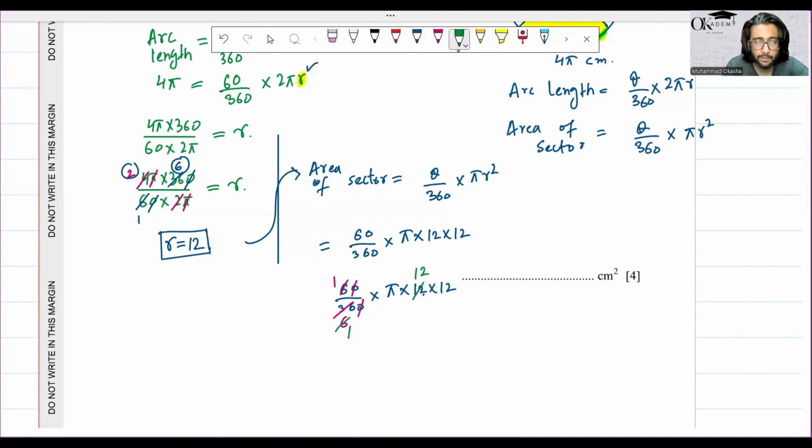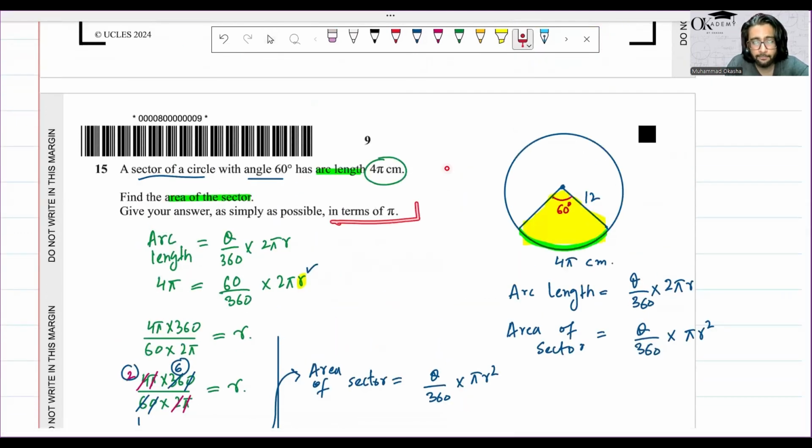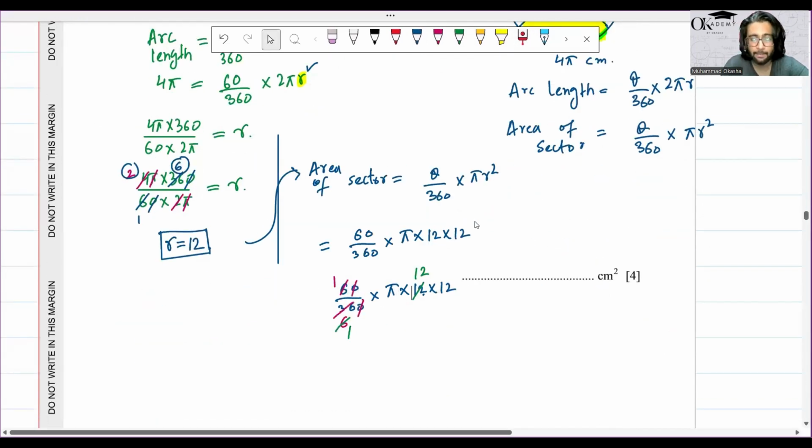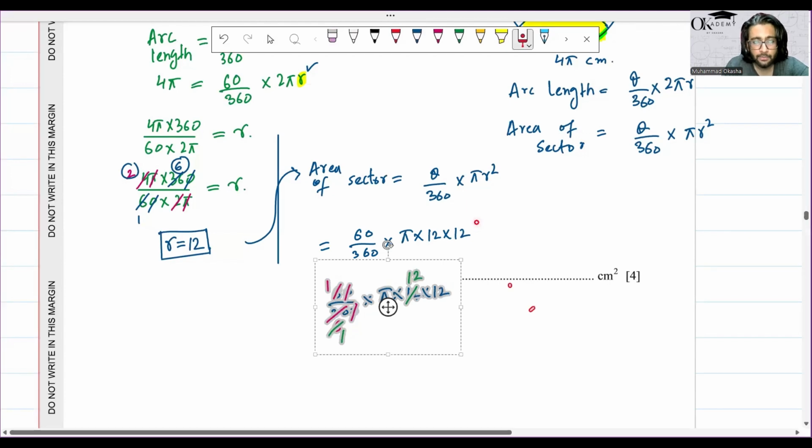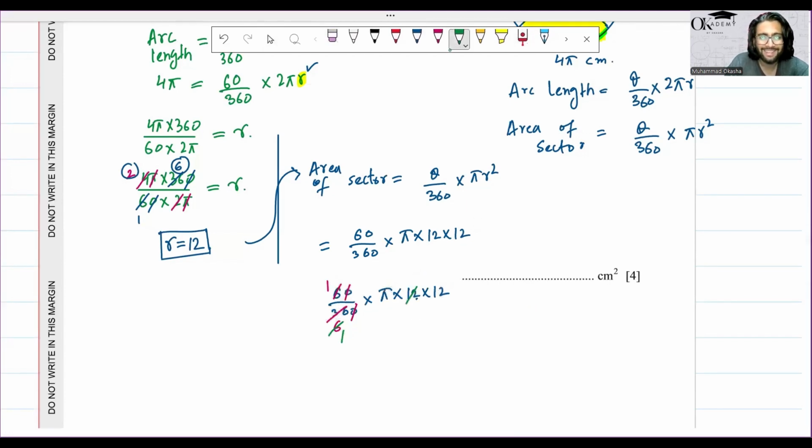I think we're done. So no, we don't have to simplify this pi, because if you go back to the question, it says in terms of pi. In terms of pi means pi remains intact. There should be a pi present in your answer. So I'm not going to touch pi. 6 times, what did I just write? 12? No, 6 times 2 is 12. Sorry. 6 times 2 is 12.